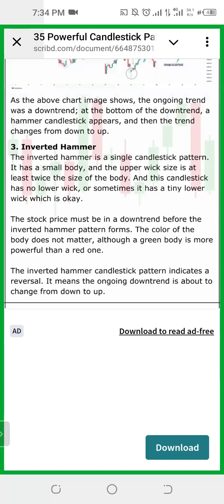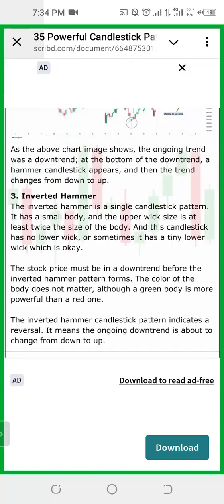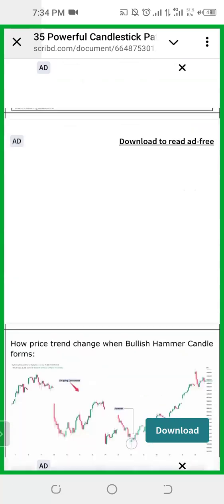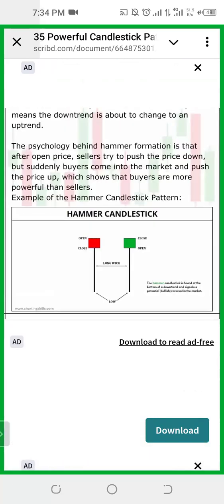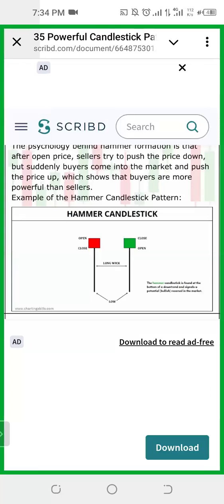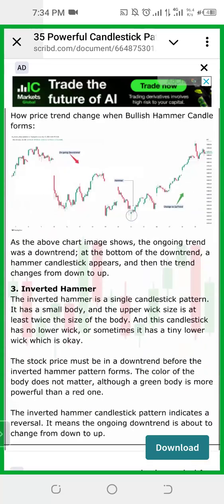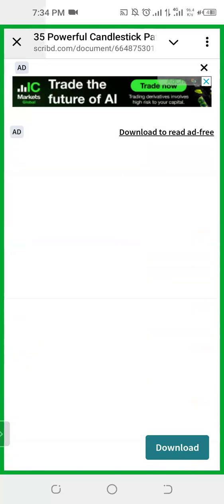The stock price or the cryptocurrency price must be in a downtrend before the inverted hammer pattern forms. The color of the body does not really matter, although a green body is much more powerful than a red one. Even with the hammer candlestick at the end of a downtrend, the green hammer candlestick is better for identifying a bullish reversal pattern. So the inverted hammer is just the opposite of that.